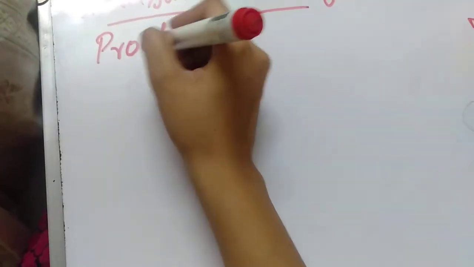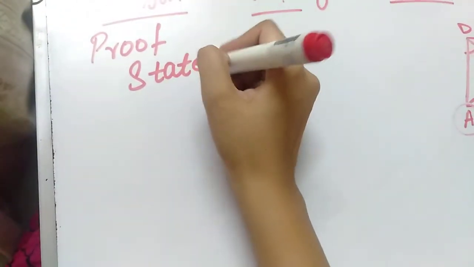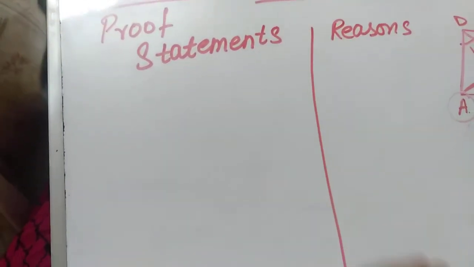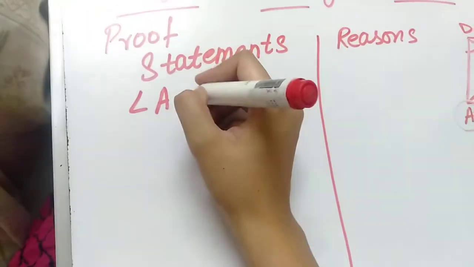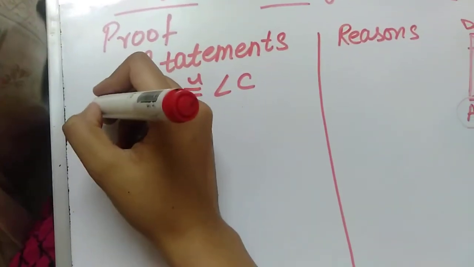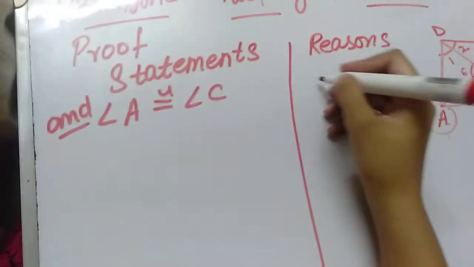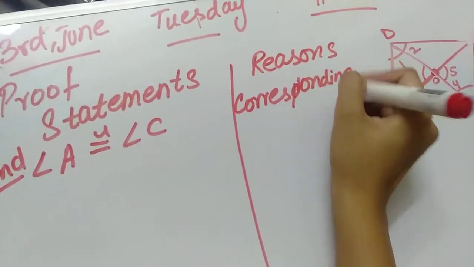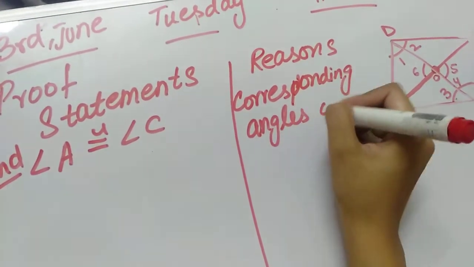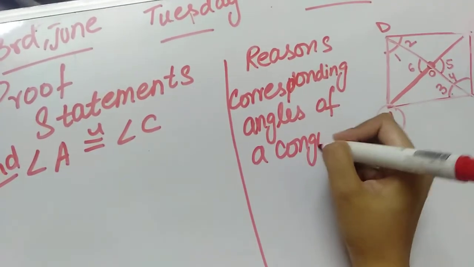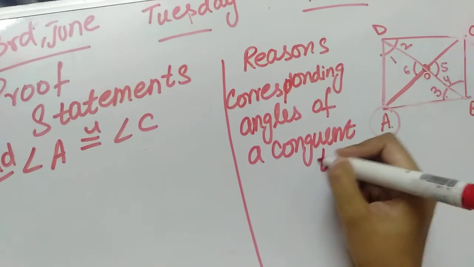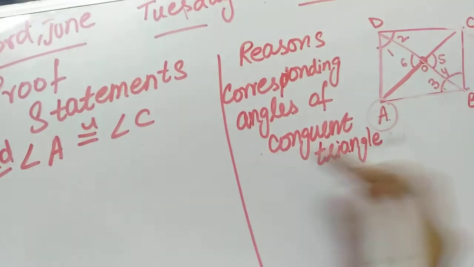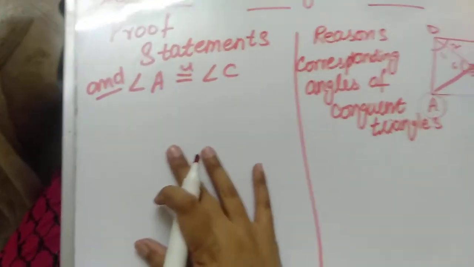Now we will move towards the next step. I have told you that I will repeat this step again. Angle A is congruent to angle C. The reason was corresponding angles of congruent triangles. Not of R, we will not write of R.